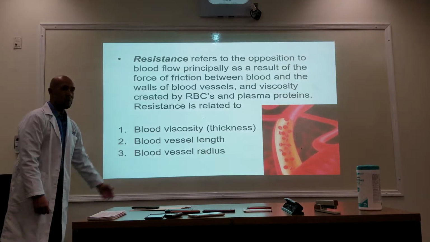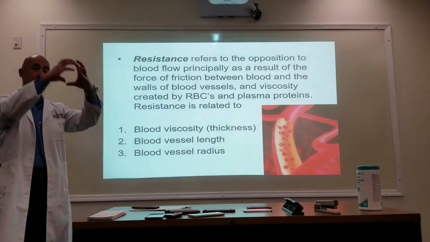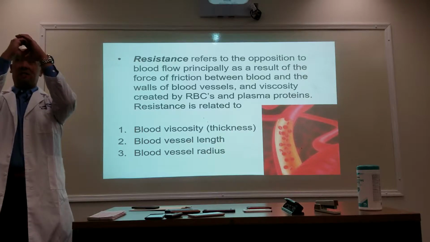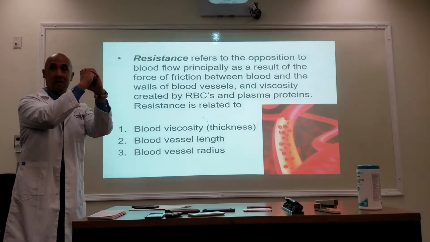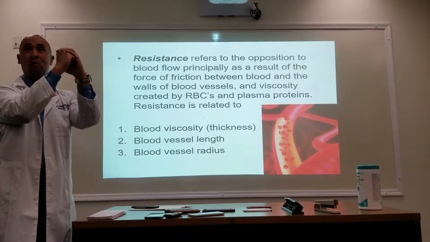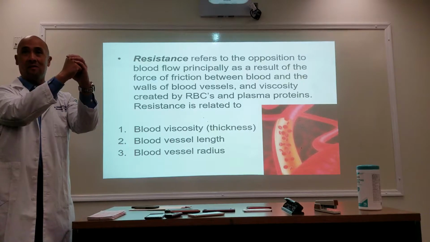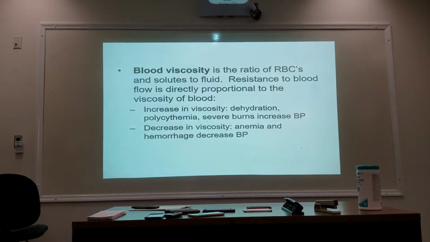And then blood vessel radius. The less contact that the blood has on the larger vessel, you have more flow, less resistance. But the smaller the vessel, more of the blood is going to be rubbing up against the vessel walls, causing more resistance, less flow. Does that make sense? I think I explained that all in the next few slides.